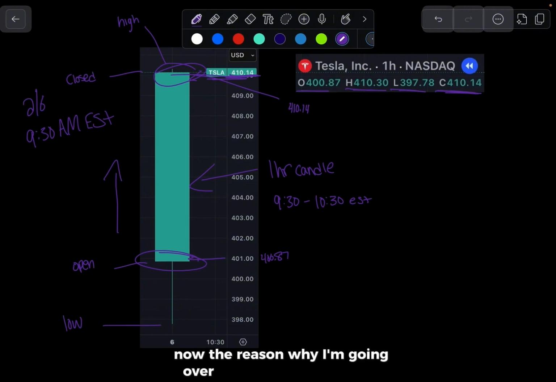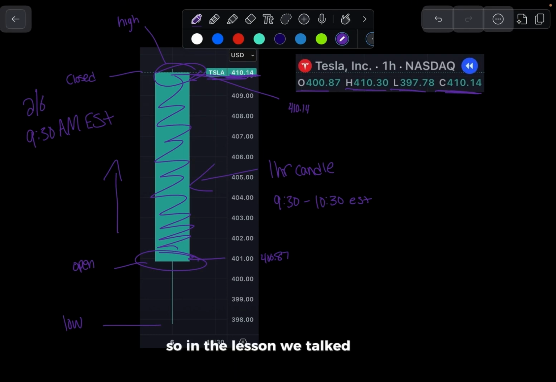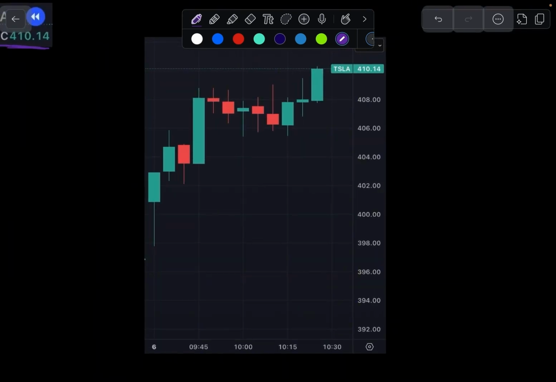Now, the reason why I'm going over this is because this 1 hour candle describes what price did in 1 hour. But what we could actually do with that is find the story of what happened inside the candle. How can we do this? By using lower time frames. In the lesson, we talked about how we could change the time frames to show what each candle represents. This is the 1 hour time frame, so each candle represents 1 hour. If we move over, this is now the 5-minute time frame, so each one of these candles represents 5 minutes.